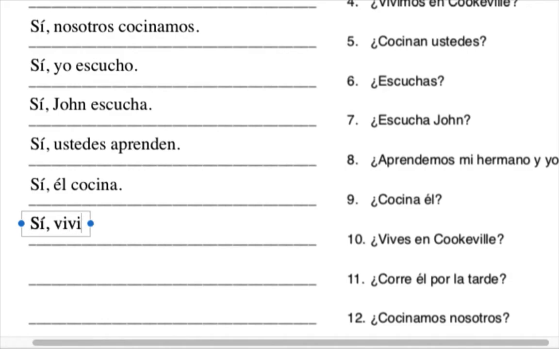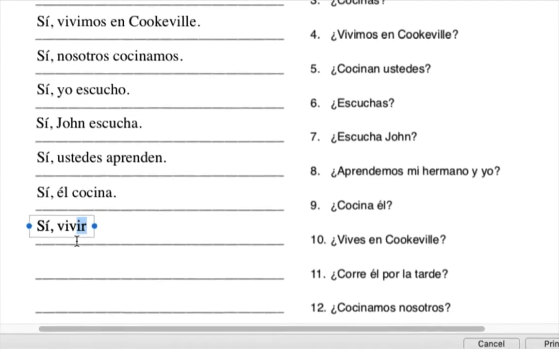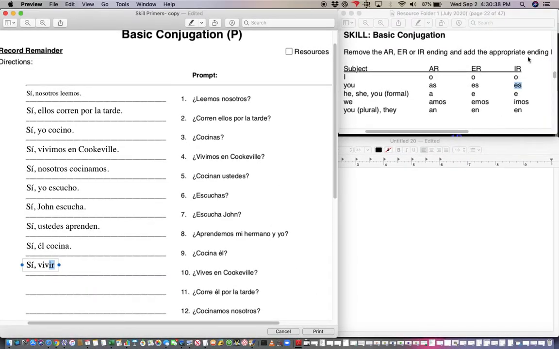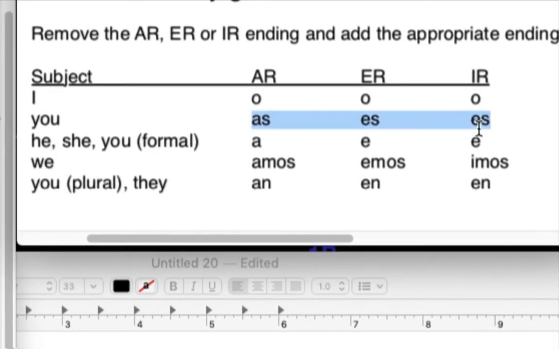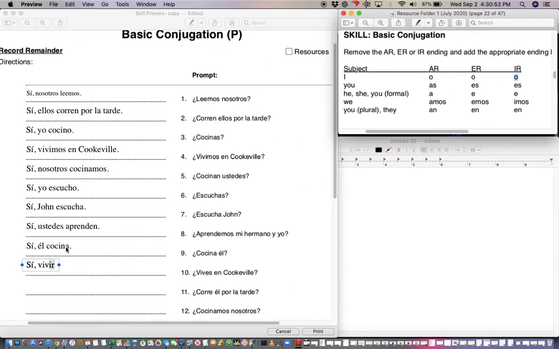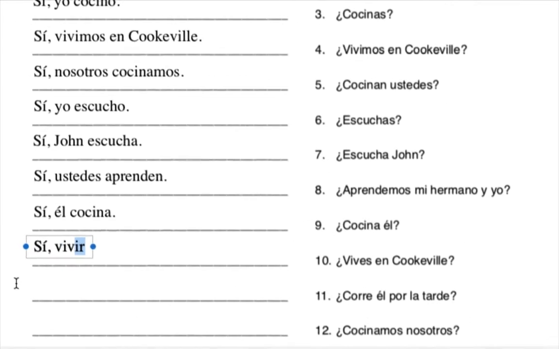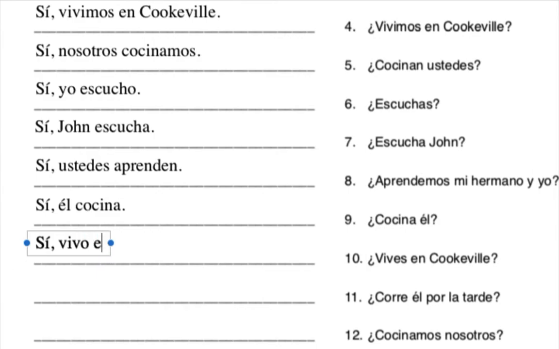Sí, vivir, take off the IR, the ending for an IR verb for I. So vivas was do you live in Cookeville? There we go. Do you live in Cookeville? Vivas. Sí, vivo in Cookeville. Yes, I live in Cookeville. All right.